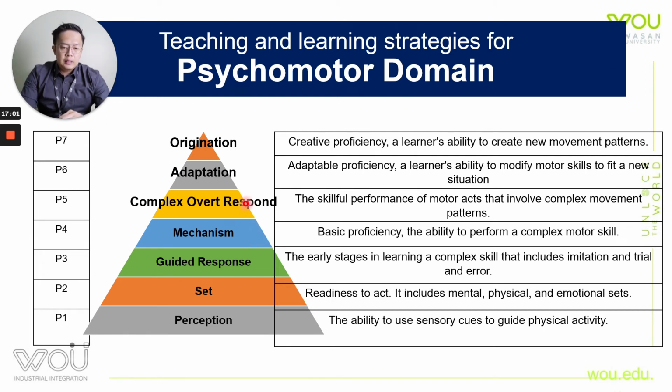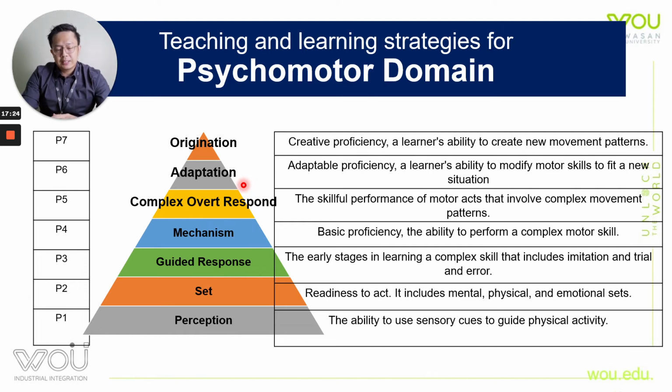Then the P5, complex overt response. This is a skillful performance where the students are able to cook without referring to the recipe book, and the outcome is a delicious dish produced. Okay. Then adaptation is an even higher level, where the students are able to adapt and tune the original recipe that they learned according to the different customer taste.